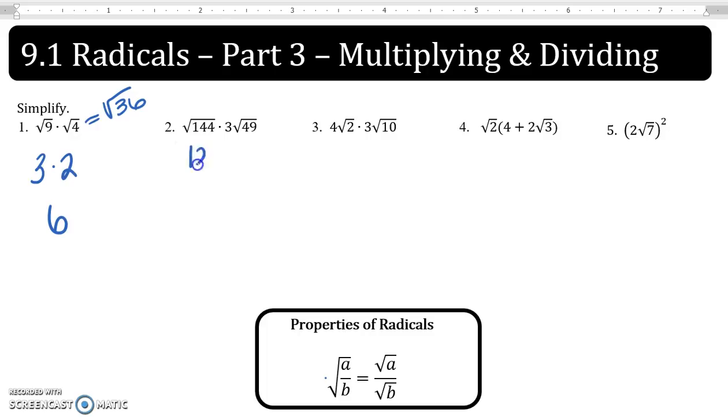Square root of 144 is 12. 12 times 3 times the square root of 49, which is 7. And 12 times 3 is 36. And 36 times 7, I do not have memorized. But I'm going to use one of your calculators that's been sitting on my desk and you still don't know it's gone.